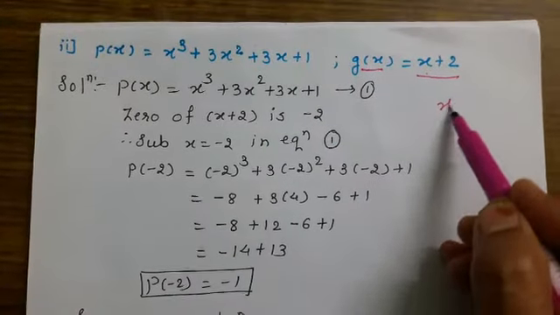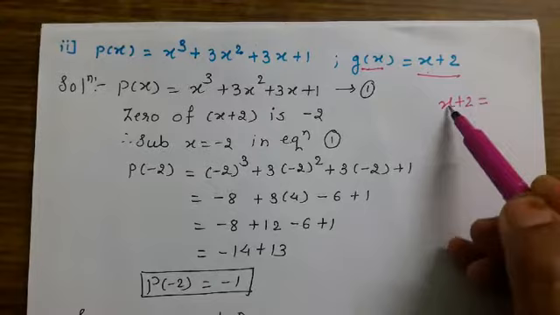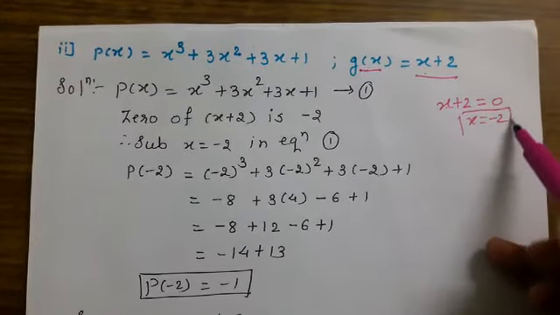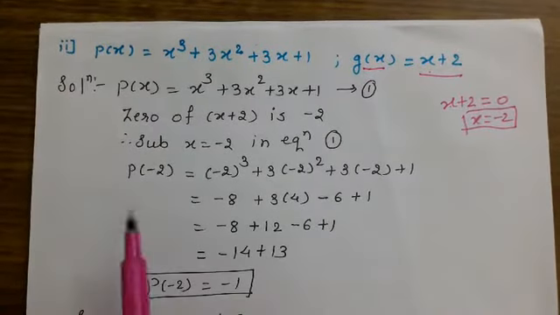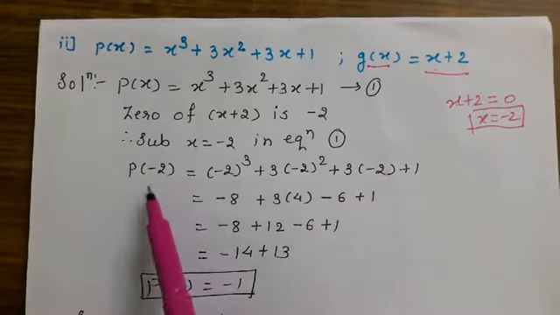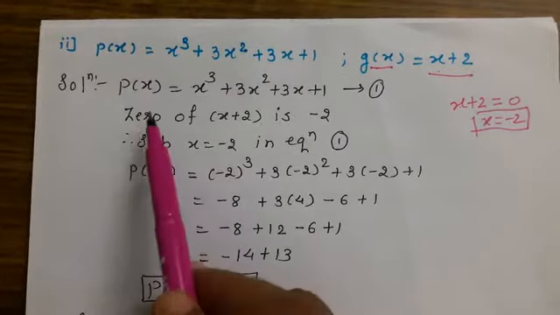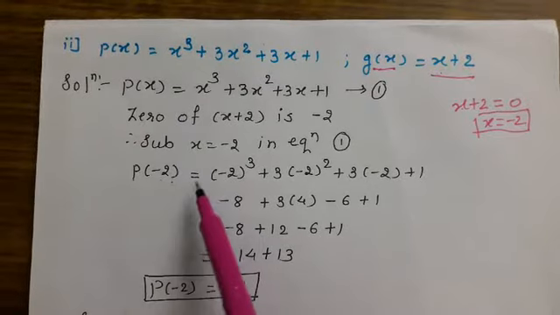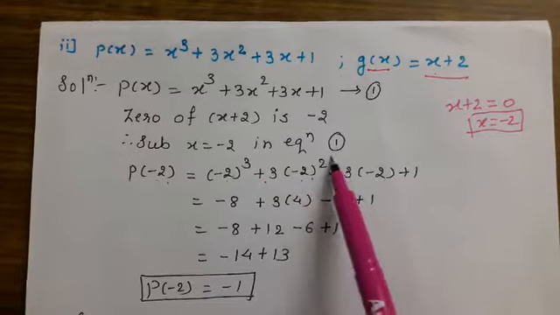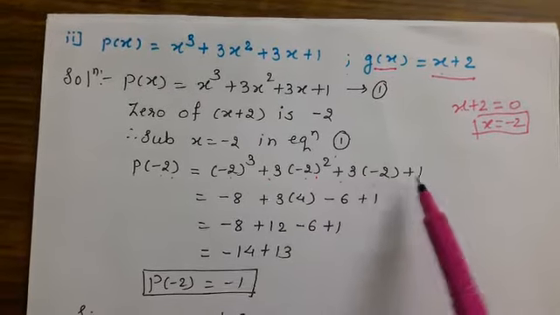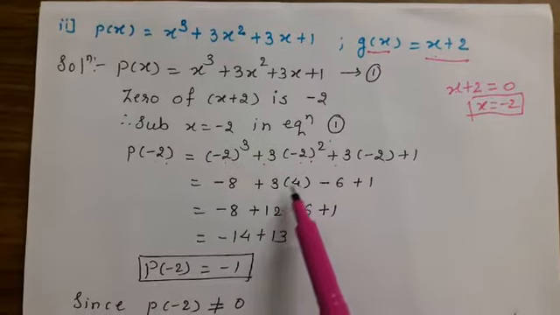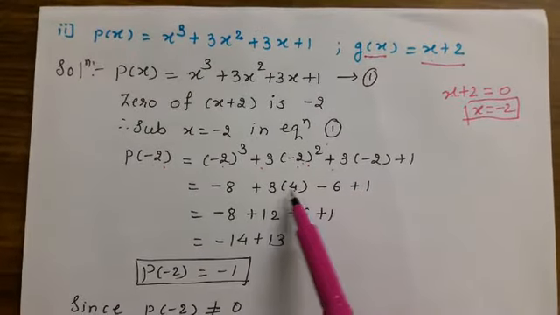Everyone knows how to find the zero of the polynomial, that is, x plus 2 is equal to 0. So x is equal to minus 2, and by substituting, the polynomial should be equal to 0. Substitute x is equal to minus 2 in equation 1. What we will get, p of minus 2, which means x is replaced by minus 2, is equal to minus 2 raised to the power 3 plus 3 into minus 2 square plus 3 into minus 2 plus 1. Minus 2 cube is minus 8, plus 3 into 4, because minus 2 square is 4.